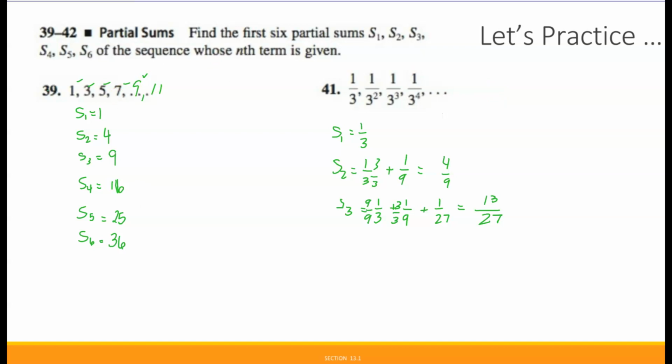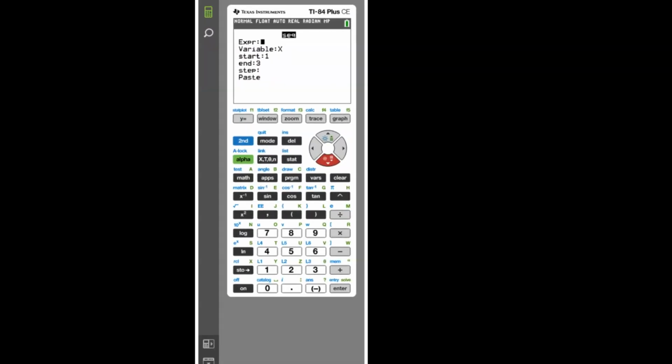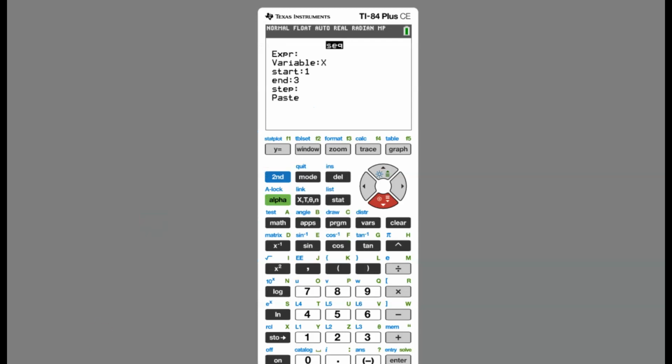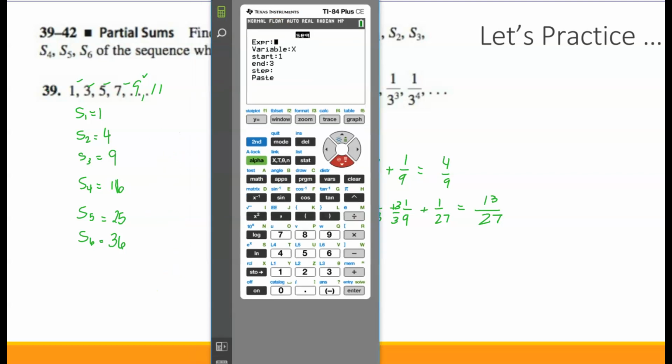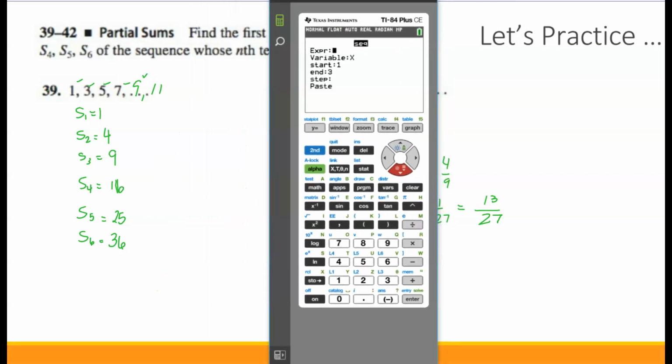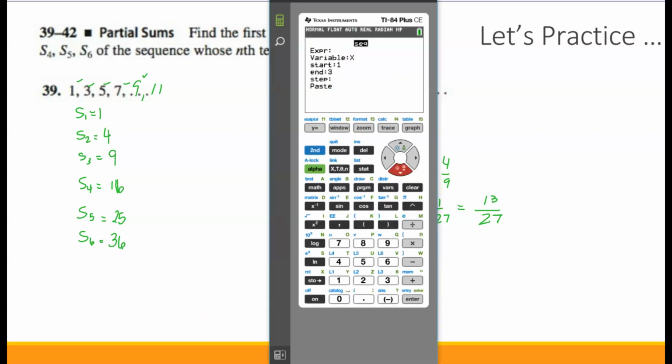Okay, so let's grab the calculator and we're going to plug in. I want to check these. I want to show you how we can check these, and then we can move on to the next one just to make sure that we know that we're getting things correct.